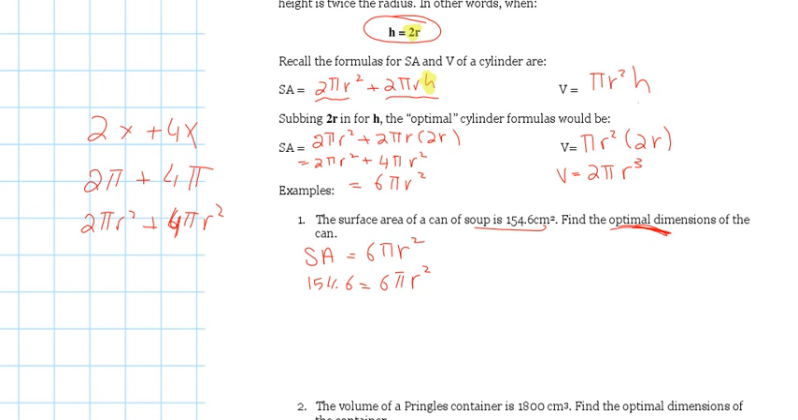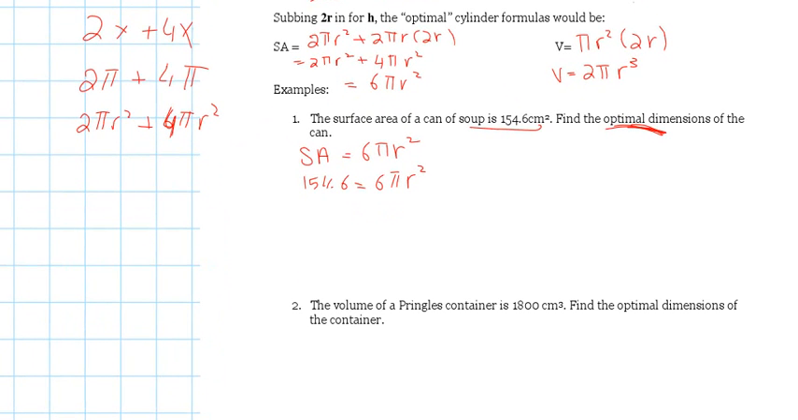Yeah, divide by 6 pi. And then square root. So be careful when you're entering this in the calculator. Okay? I'm just going to have to get a calculator, one second. Try it and tell me what you guys are getting, and I'll tell you if I'm getting the same thing.